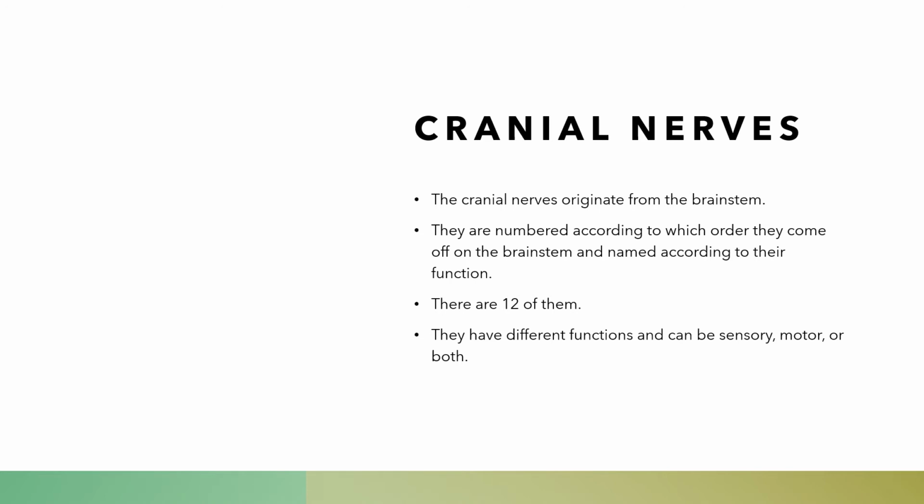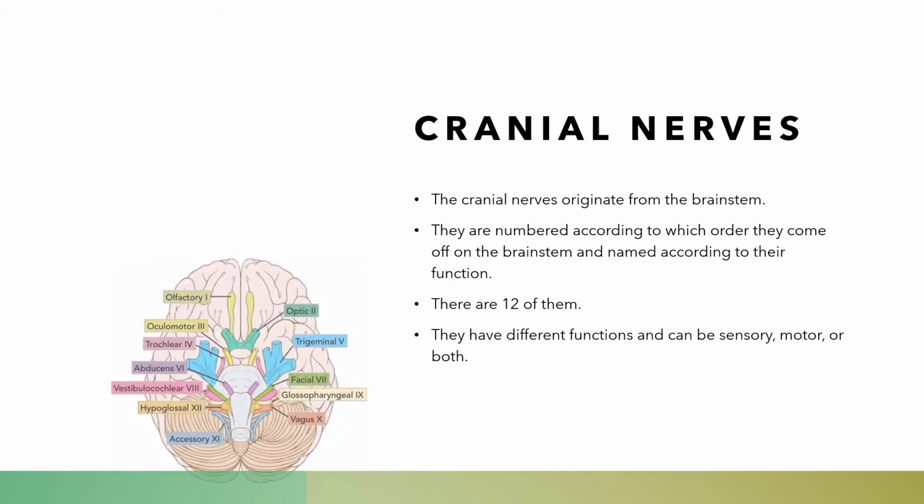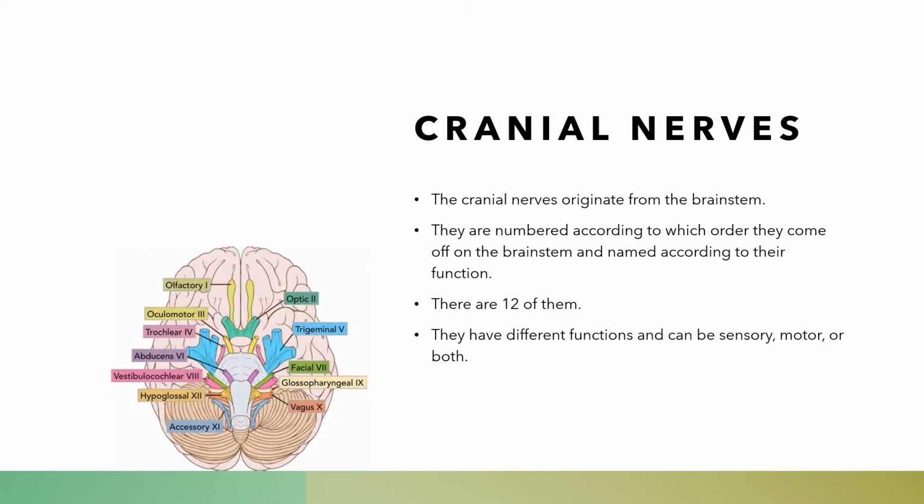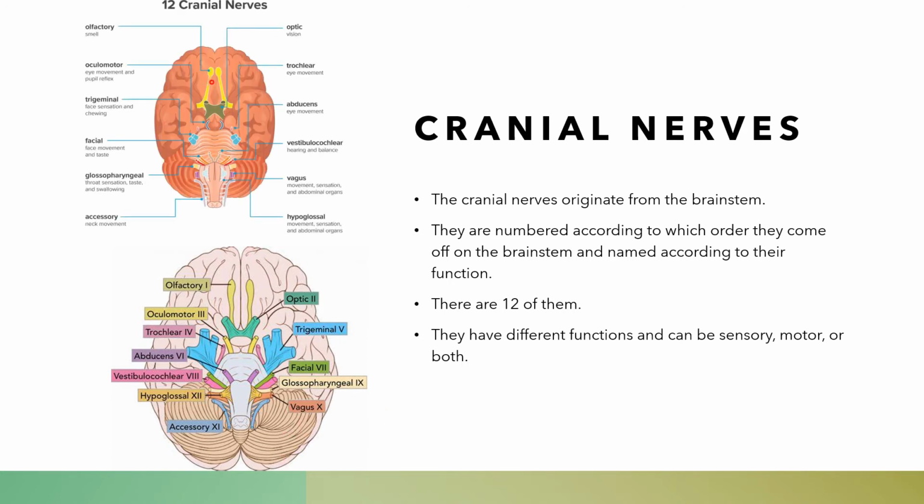Now let's talk about cranial nerves. The cranial nerves originate from the brainstem, and they're numbered according to what order they come off of on the brainstem, as you can see here, but they're named according to their function. So they're named according to what they do. As I already mentioned, there are 12 cranial nerves, and they have different functions. They can be sensory, motor, or both.